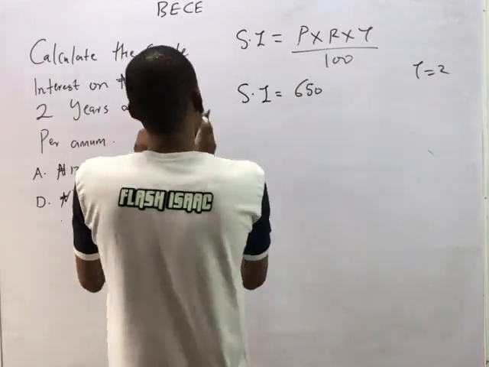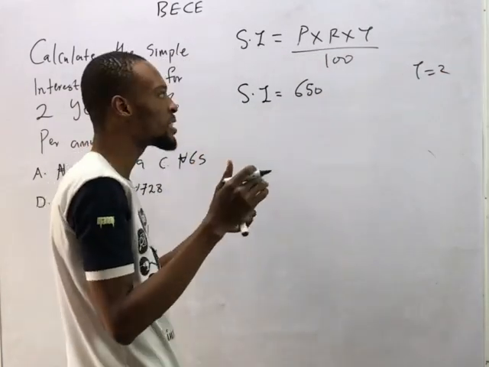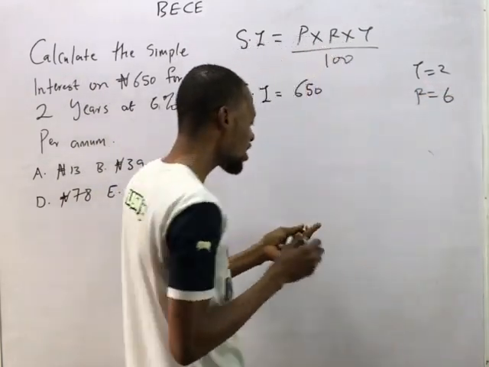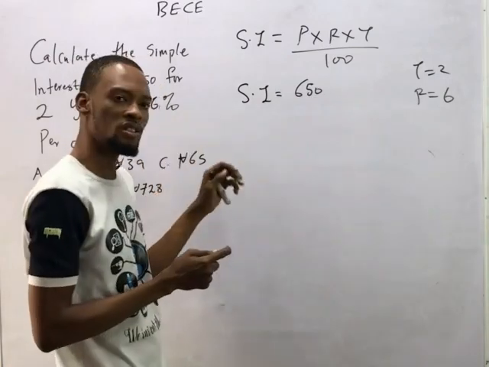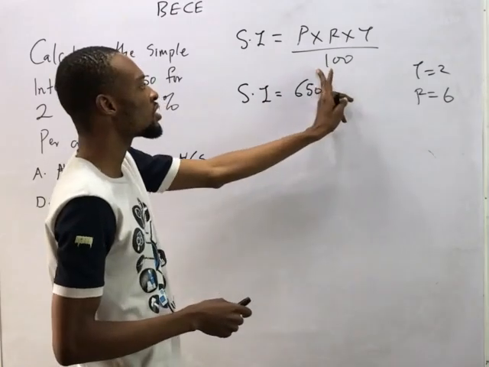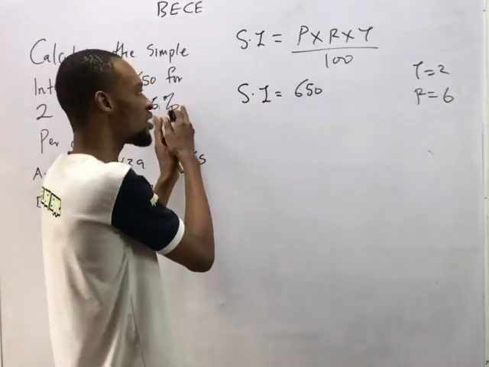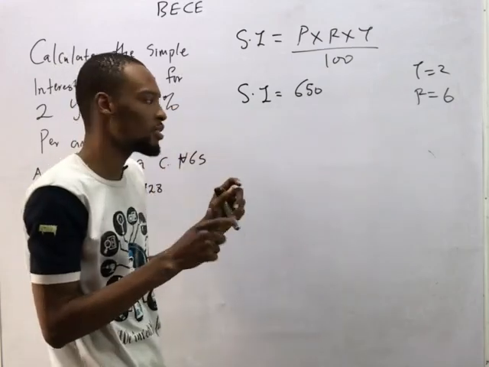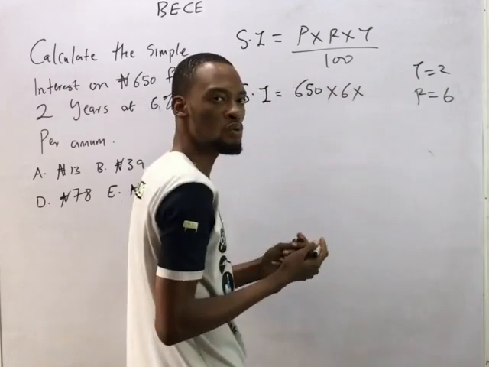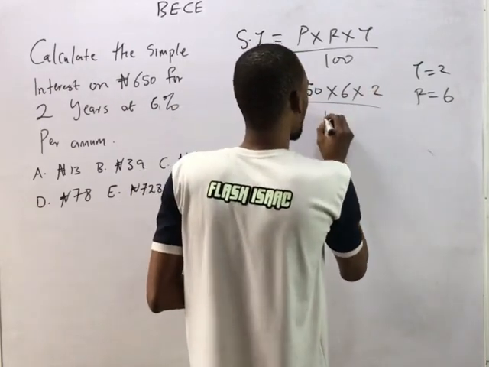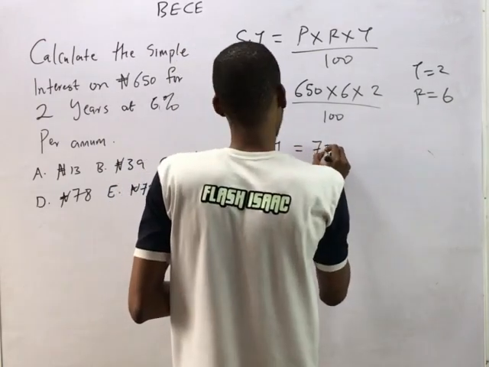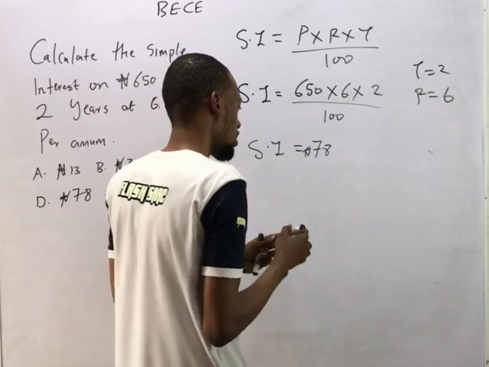And anytime you see 6% per annum, percentage in simple interest, that percent stands for rate. So R is equal to 6. And 6% actually means 6 over 100. Anything percent means the value divided by 100. 10% means 10 over 100. So since this 100 is already here, no need to add 100 or percentage sign. Just put only the value. So R, which is rate, is 6, times time, which is 2 years, 2 over 100. Solving this will give you 78 naira once you multiply and divide.